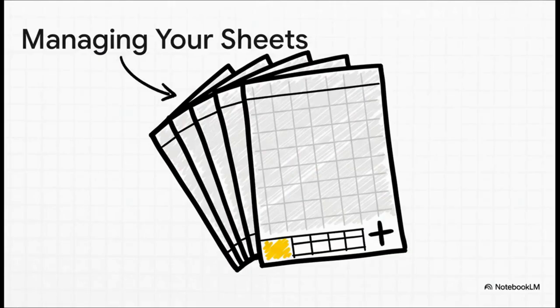Another super useful thing to know is that a single ODS file can hold more than one spreadsheet. We call these sheets. By default, you start with one, but you can add a whole bunch more. Just look for that little plus icon down at the bottom. It's perfect for keeping related data organized but separate, all in one file.